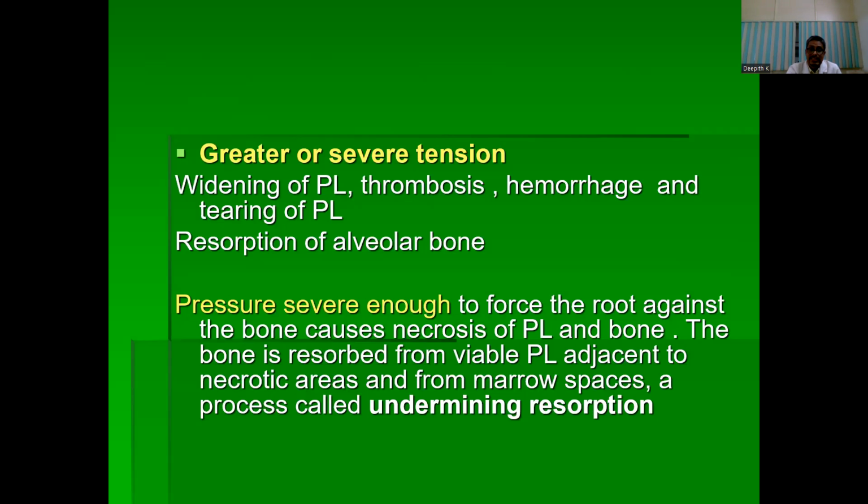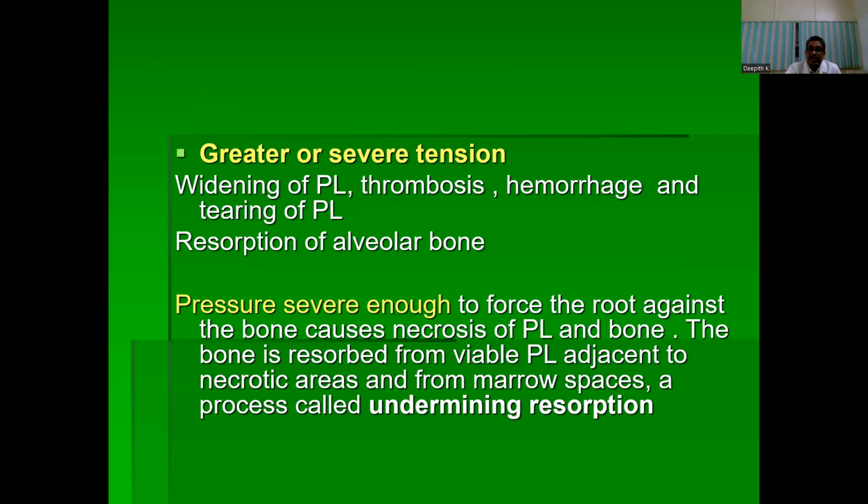In case of greater severe tension, there is a widening of the periodontal ligament, thrombosis, hemorrhage, and tearing of the periodontal ligament. There also, there is a resorption of the alveolar bone. In case of minimal force, there is apposition and resorption. On the pressure side there is a resorption, and on the tension side an apposition.